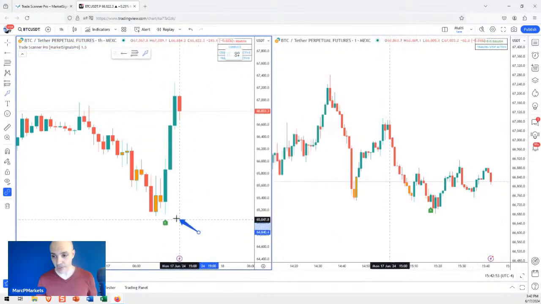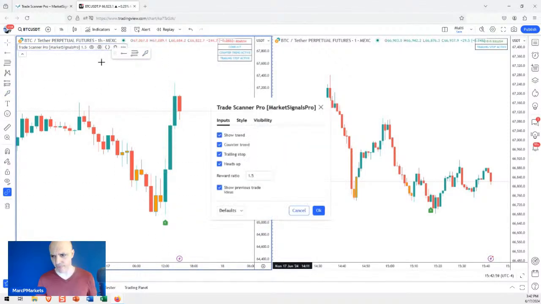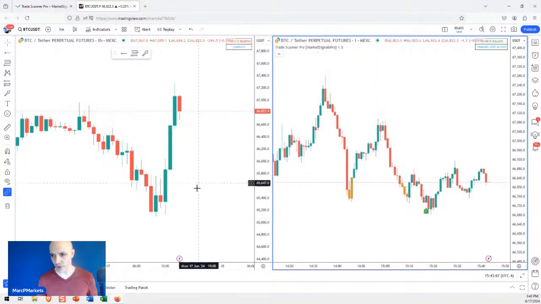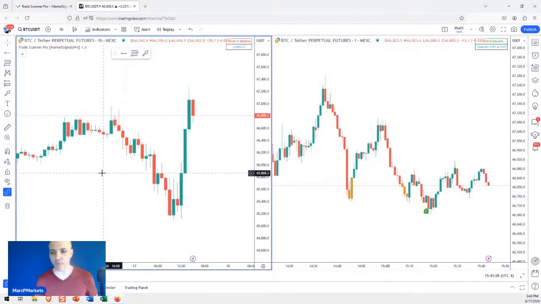So notice it called a long over here at the bottom of this move. Interesting, right? That's counter trend mode. All right, so now I'm going to turn these off because that's the 1 hour chart. We don't need these on the 1 hour chart. We're going to use these on the 1 minute chart. But why do I have the 1 hour chart open here?